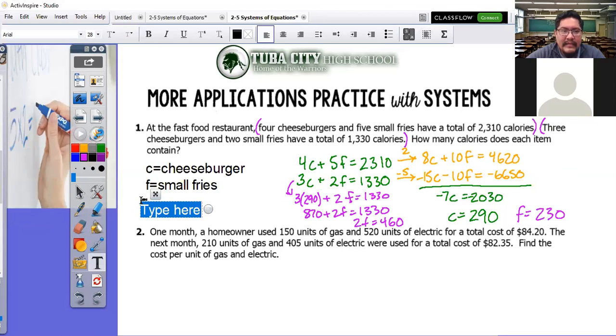Now for this one here, we have both numbers. So 290 for the cheeseburger. And then, let's see, I'm going to have to put the next one down here. So what was the fries? 230 for the fries.